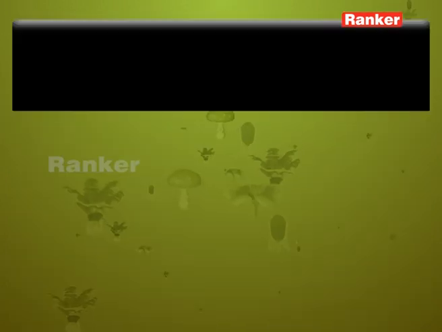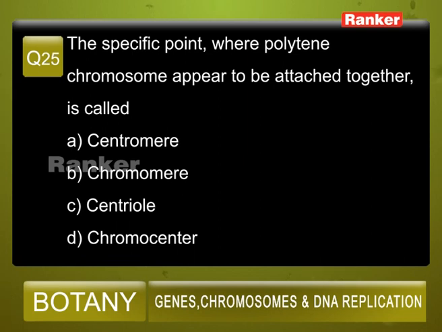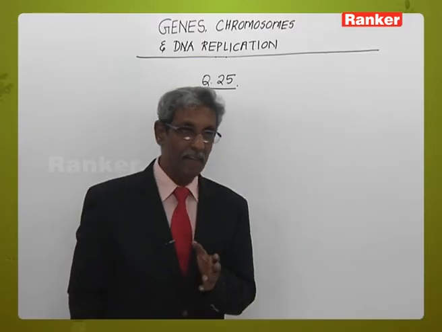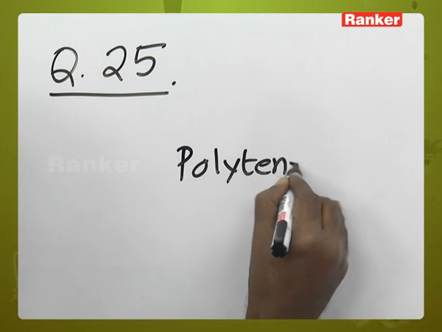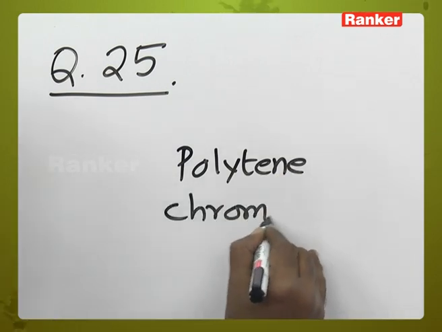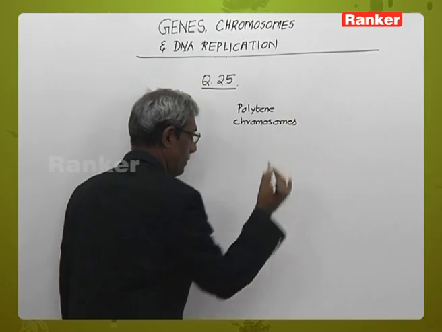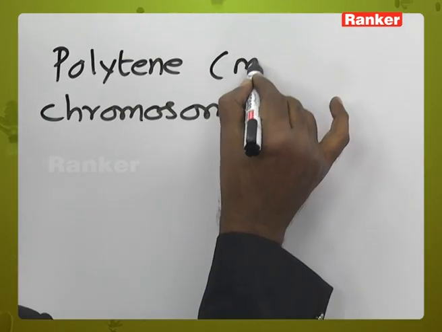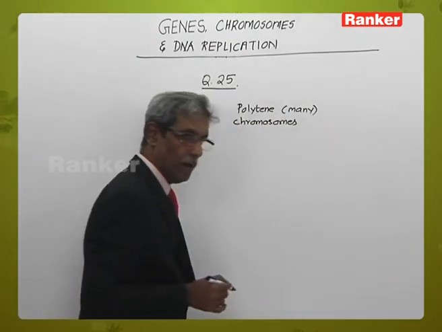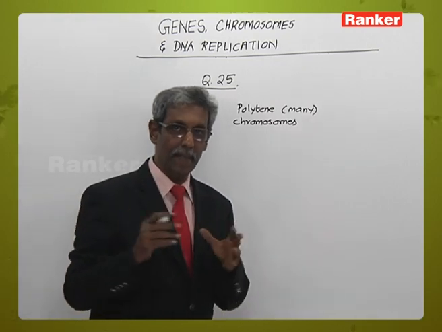Question number 25. The specific point where polytene chromosomes appear to be attached together is termed as A. centromere, B. chromomere, C. centriole, D. chromocenter. When we take polytene chromosomes, primarily from the word polytene, you understand polytene means many. So, the chromosomes are just like colored ribbons, many colored ribbons.